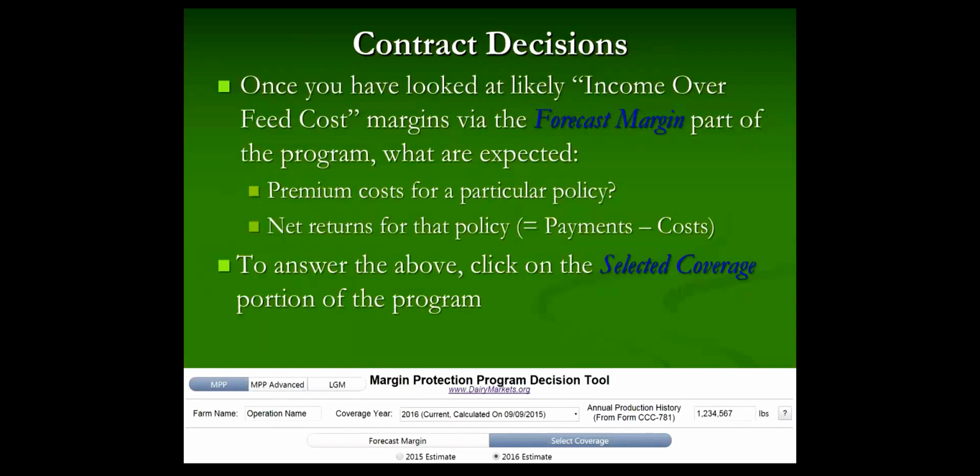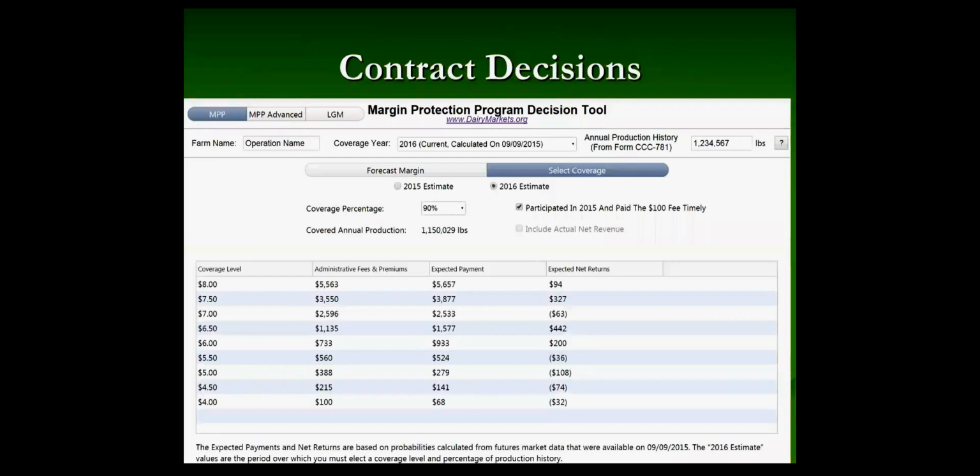What are the decisions? Once you've looked at the income over feed cost, and that's what this kind of program does, the forecast margin, what are expected? What's the premium cost for a particular policy? What's the net returns based upon these probabilities and so forth? The program goes through and does that for us. You click on select coverage, so you can kind of look at that, and that's down here on the program at the bottom. That's what this is doing.